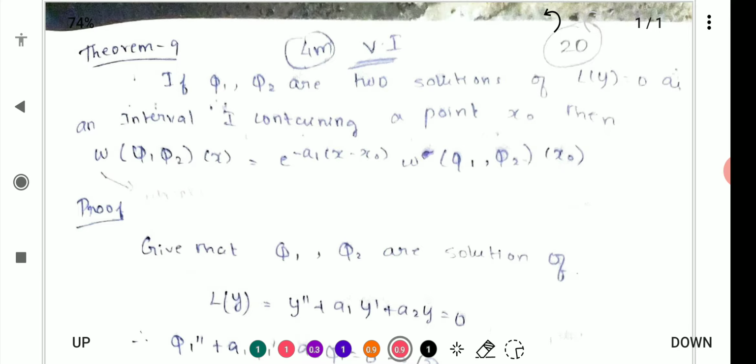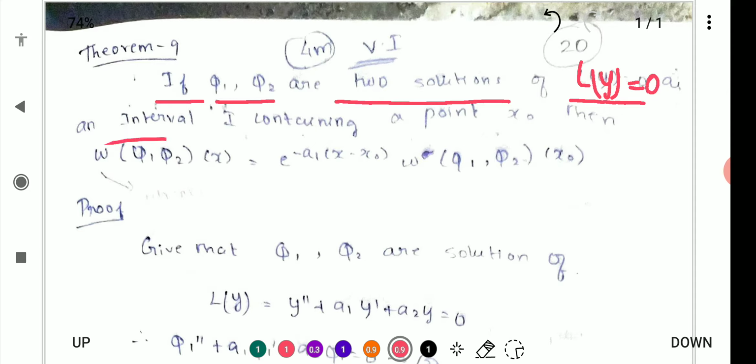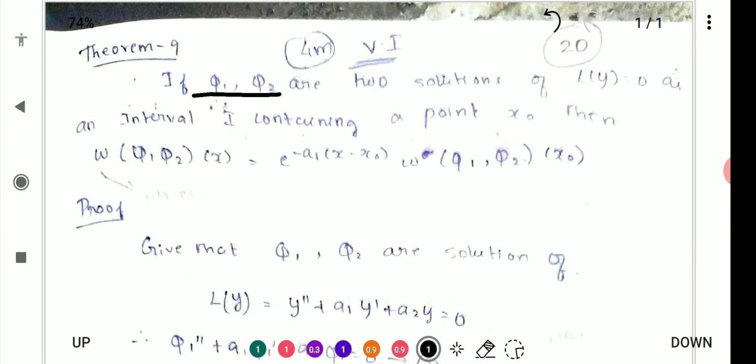Here the theorem statement is: if phi1 and phi2 are two solutions of L of y equal to 0 on an interval I containing a point x0, then W of phi1, phi2 of x is equal to e power minus a1 into (x minus x0) into W of phi1, phi2 at x0. So what they are telling is phi1 and phi2 are two solutions for this equation.